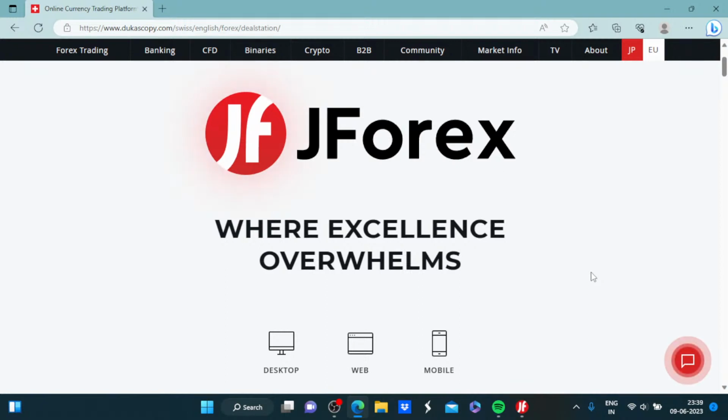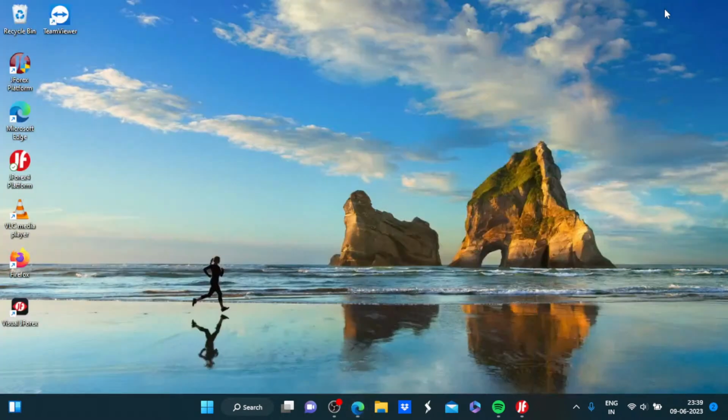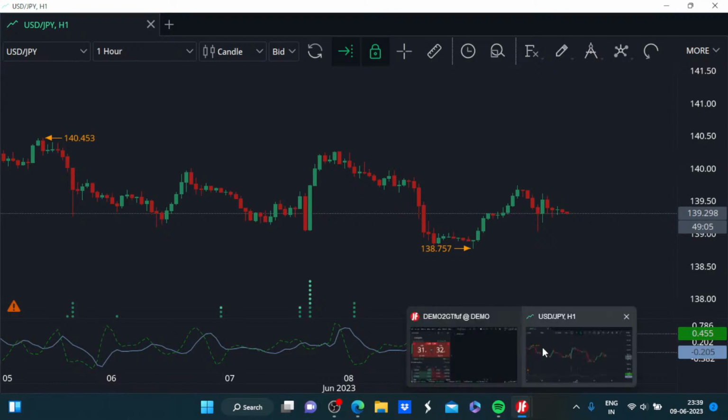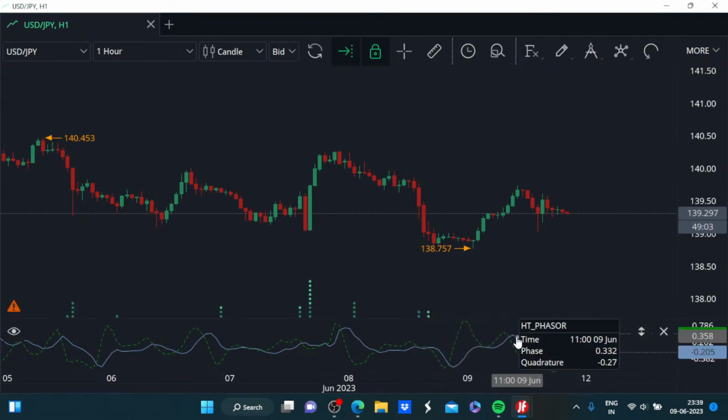So let us now head to JForex 4, the newly released trading platform from the Dukascopy Bank SA. There is the USD JPY chart with each candle defined at hourly. And on the lower side, I have added the Hilbert Transform Phasor components. And as I said in my introductory remarks, we have two components for this indicator, the in-phase component and the quadrature component. So using these two, we can look at the price scenarios, price action, price series data.